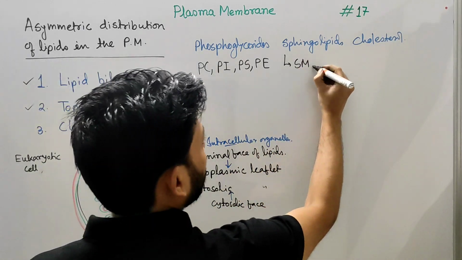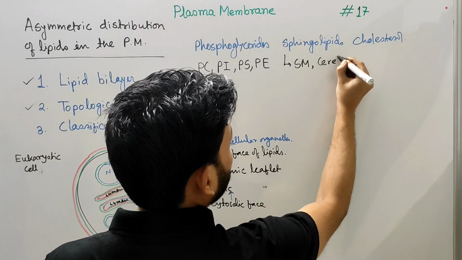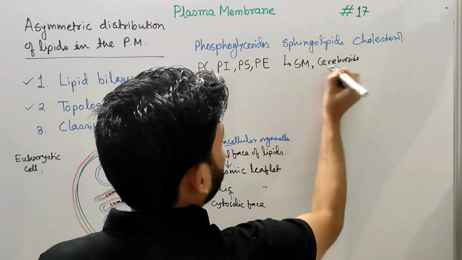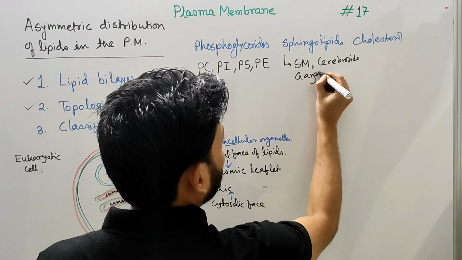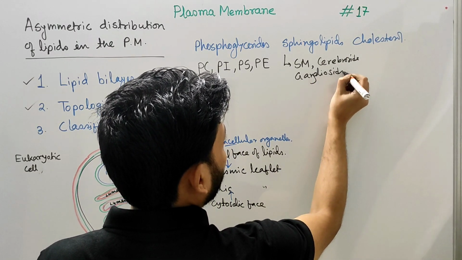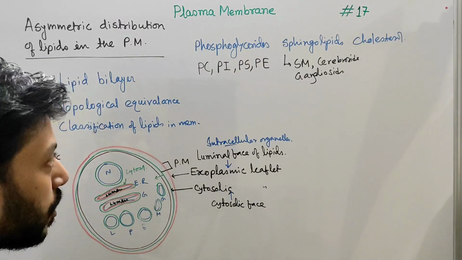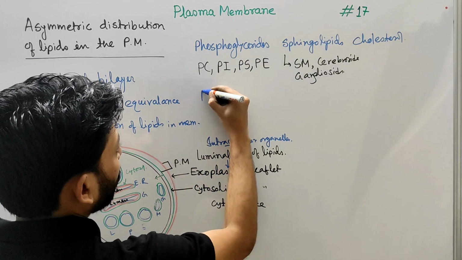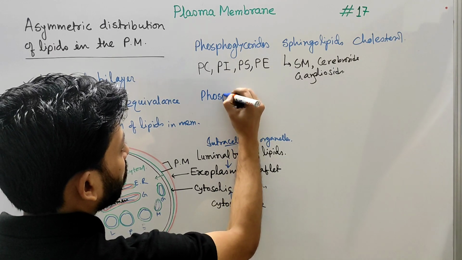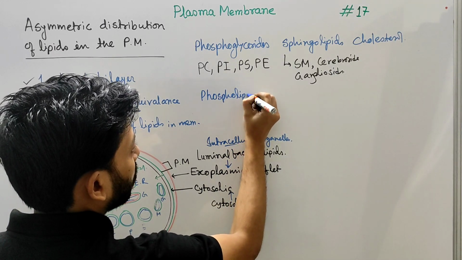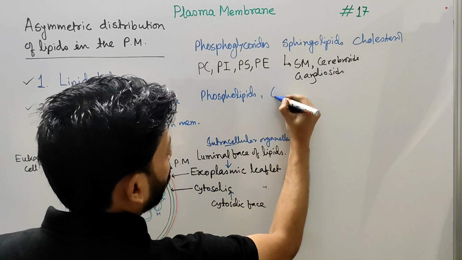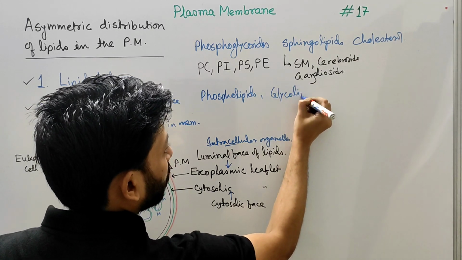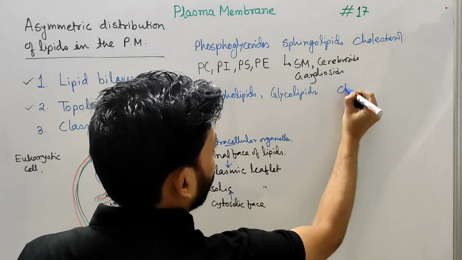There is sphingomyelin, there is cerebroside, and there are gangliosides. Okay, and there is cholesterol. Another way of classification of lipids is phospholipids, glycolipids, and cholesterol.